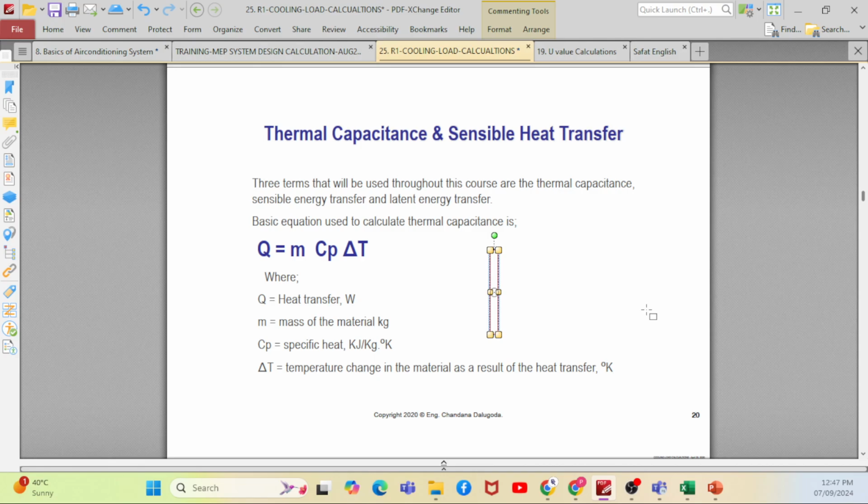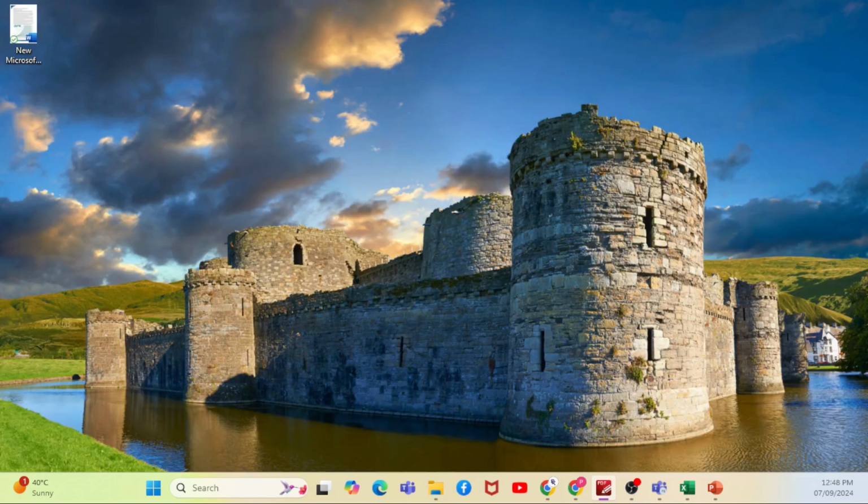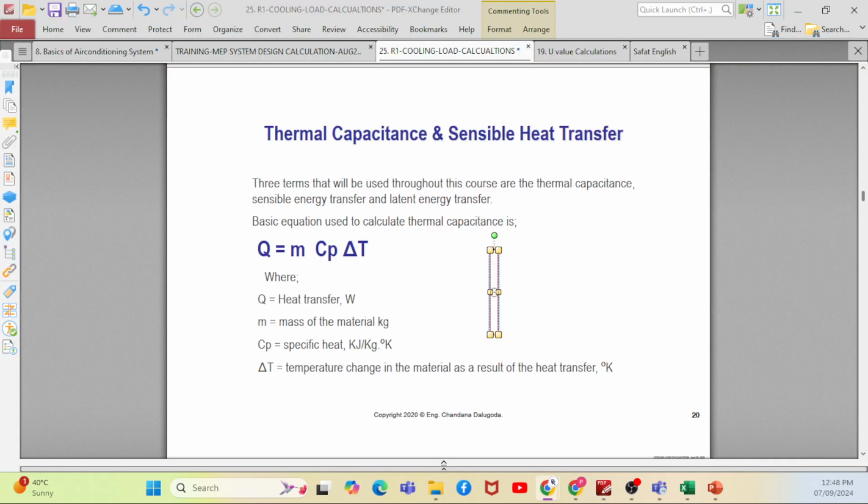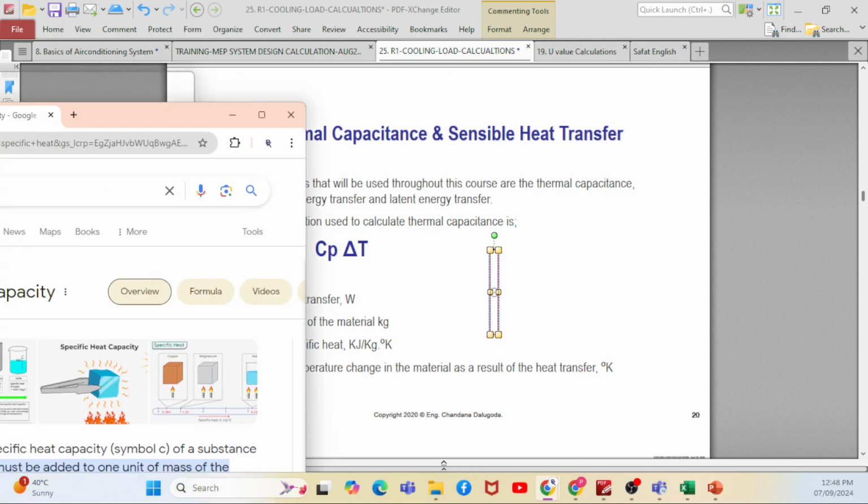Okay, and in m Cp, the mass is basically the material in terms of kilograms. That's it. And the specific heat for each material would be constant, yes. I can share one sample calculation, then it might be better to understand.